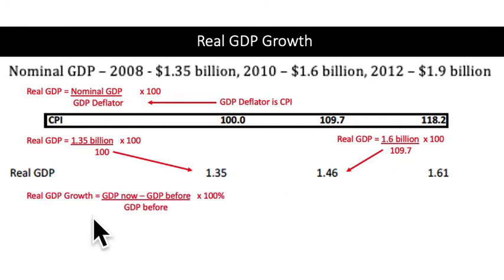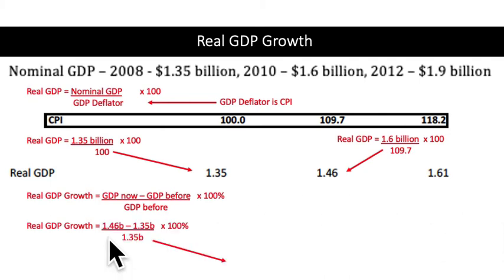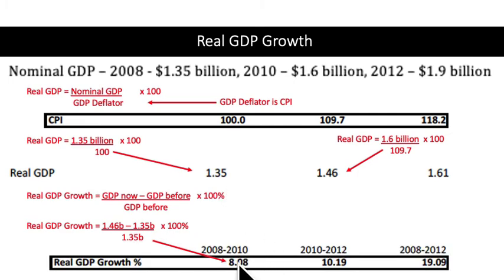We need to find a real GDP growth formula, which is just GDP now minus GDP before, divided by GDP before, times 100%. And so if we look at 2008 to 2010, we have 1.46 billion GDP now minus 1.35 billion GDP before, divided by 1.35 billion, again GDP before, times 100%, and that gives us an 8.08% real GDP growth rate for those years.